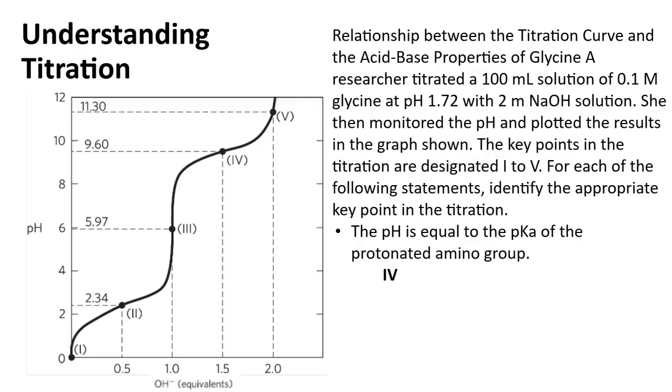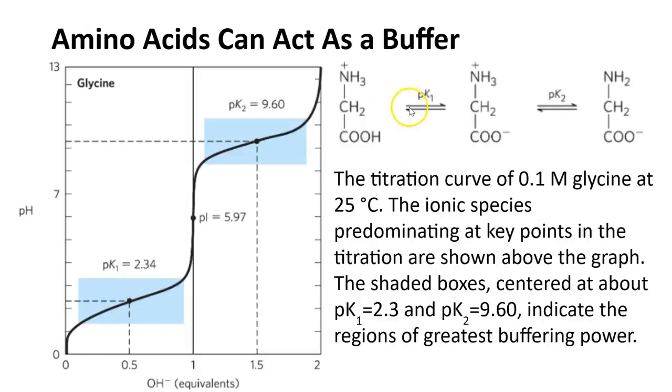Now, the pH is equal to the pKa of the protonated amino group, which is point 4 right here. You can see once again that point 4 is right here. That's pKa2. So that is that equilibrium point where you have that amino group that has, once again, the higher pKa value. That is when the pH of the solution is equal to the pKa of the amino group.